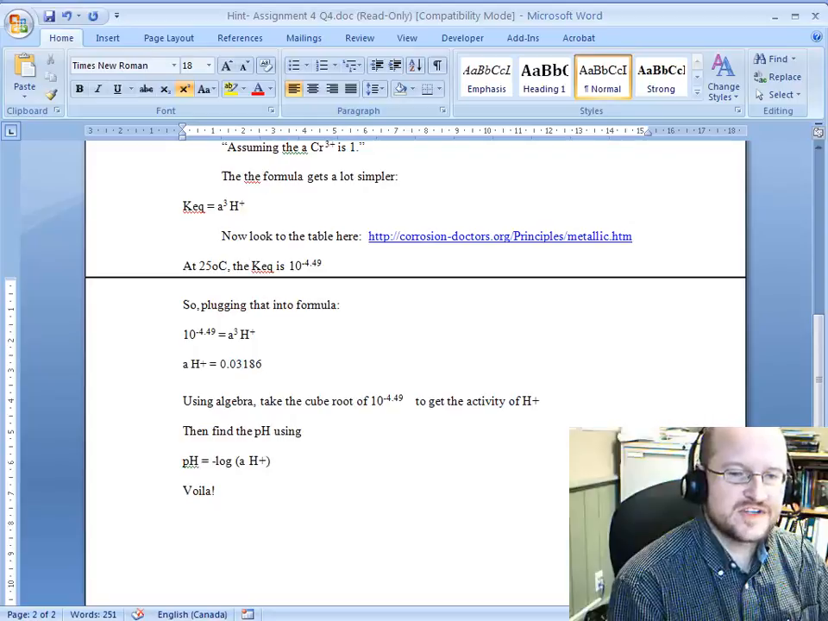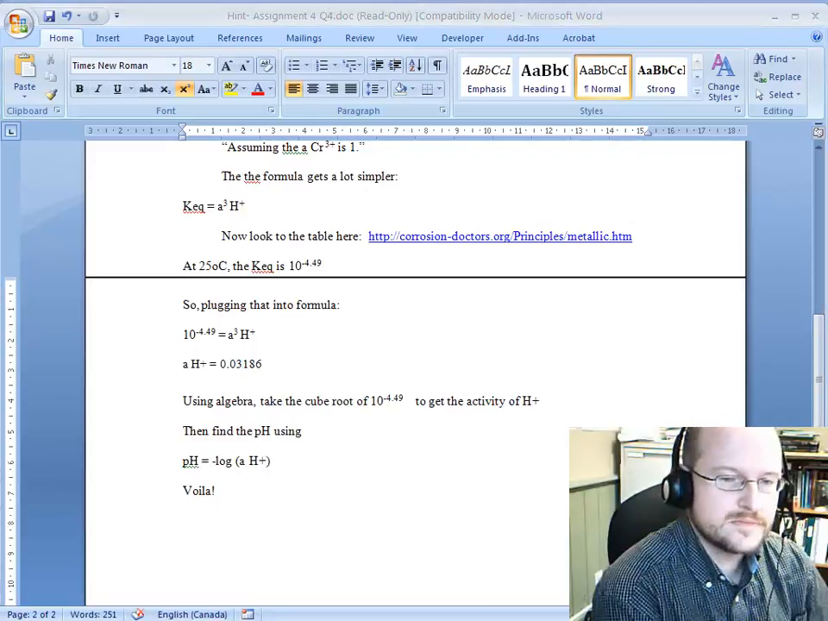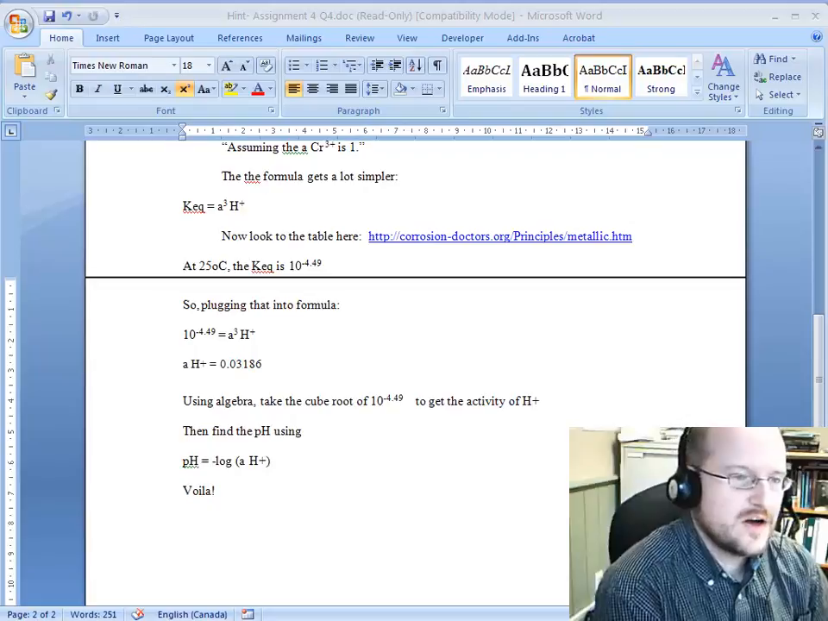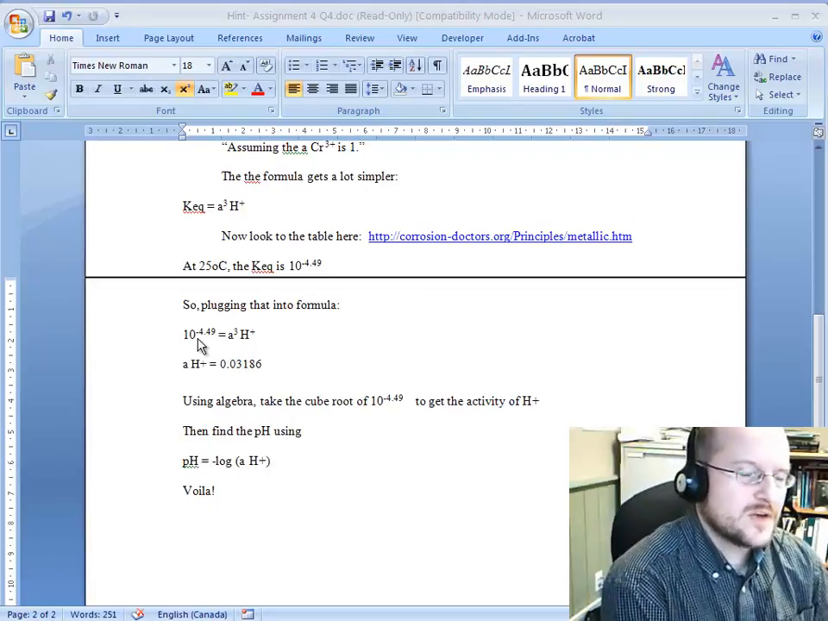I'm just going to pause this for a second while I cough. Okay, now that I've finished coughing up a lung, I'll just recap where we are. What we were faced with is activity cubed was equal to 10 to the minus 0.49. We used the calculator and we're able now to take the cube root of 10 to the minus 0.49, and now we have that the activity of hydrogen is simply 0.03186. So now we're closer because, as you note, the activity of hydrogen is what we need for this formula right here. pH is equal to minus log the activity of hydrogen.